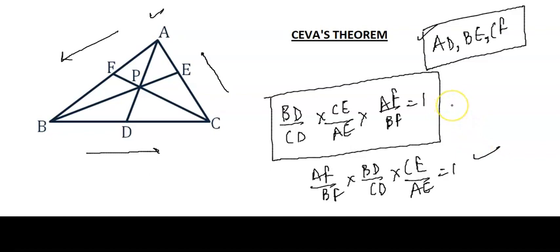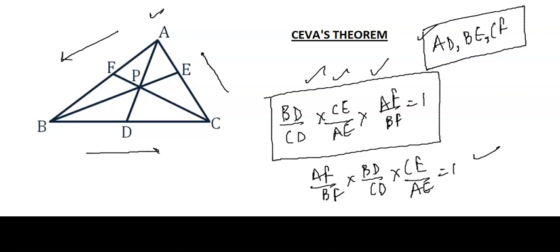So this is Ceva's theorem, and it is applicable when the Cevians are concurrent. That means they are intersecting at only one single point. Only then can we use this theorem. And its converse is also true. That means if I am getting the product of all these ratios as 1, we can say that the Cevians are concurrent.